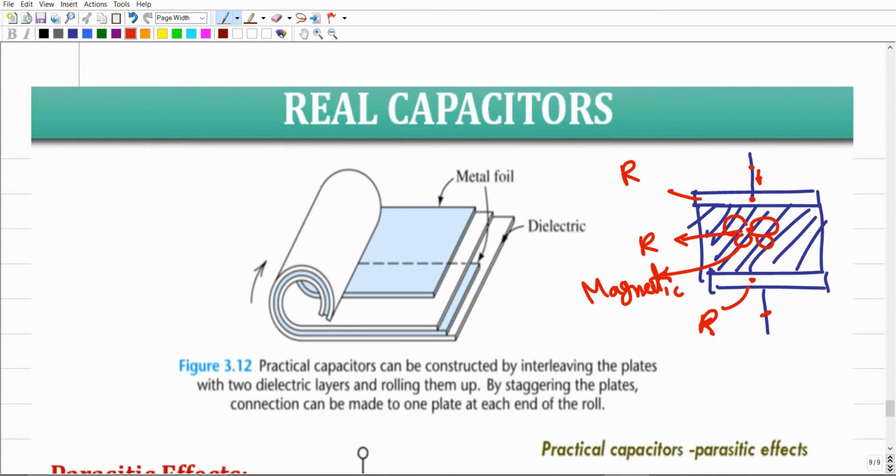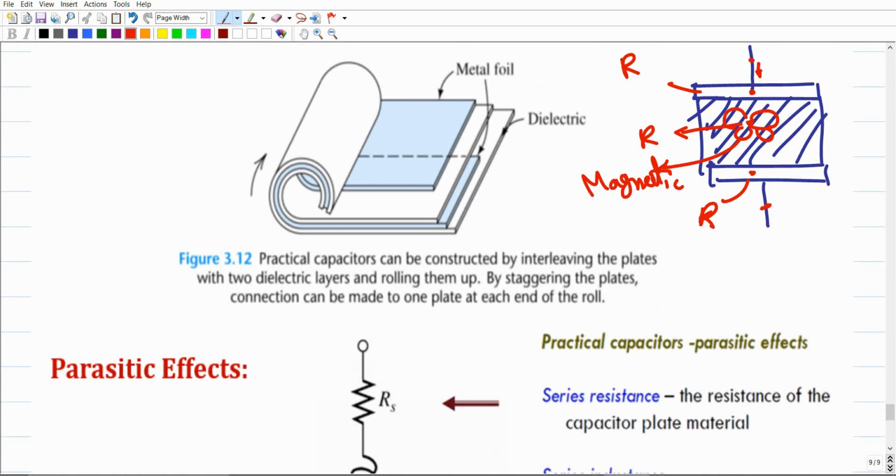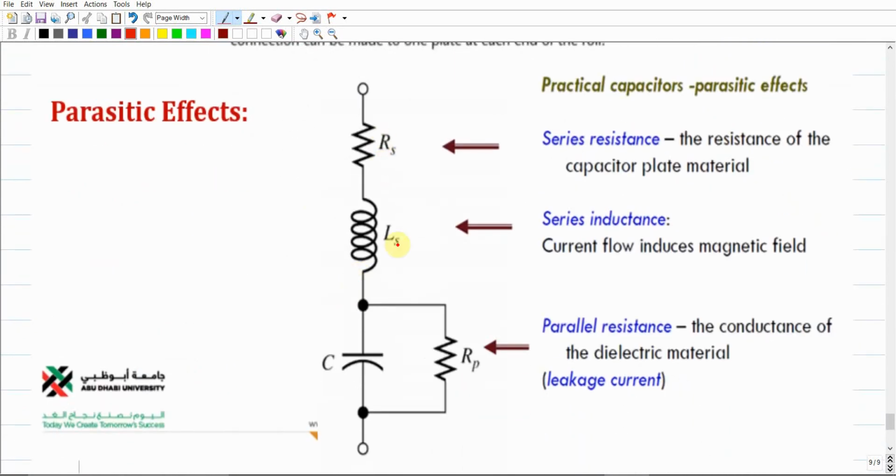So the resistance of the plates is negligible, and it is fine to disregard the resistance inside the capacitor itself. The same thing goes for the magnetic field. The magnetic field that is generated is likely to be very small, and that's why it can be neglected. But if for some application it is highly important to consider this very small resistance and this very small magnetic field, then the exact capacitor will be represented by two resistances in addition to one inductance, and of course the capacitance of the capacitor itself.